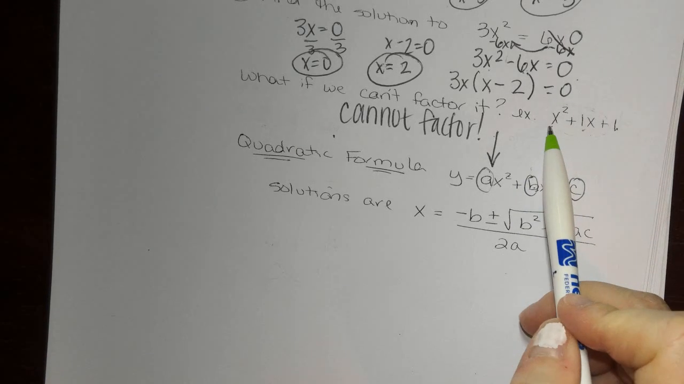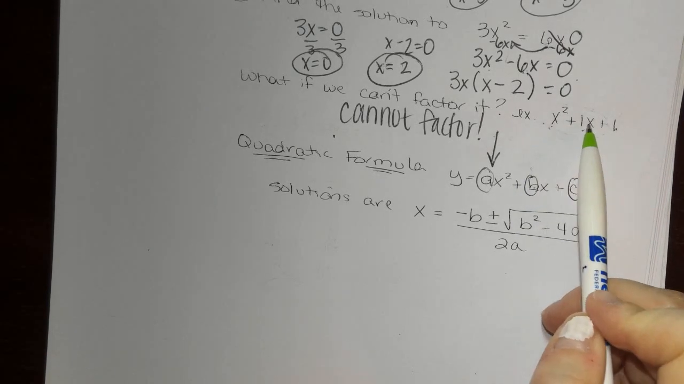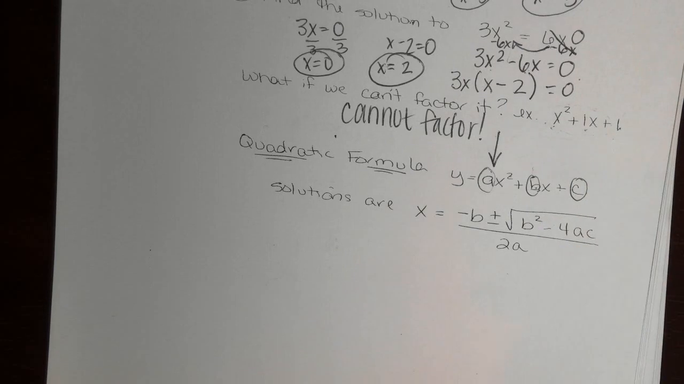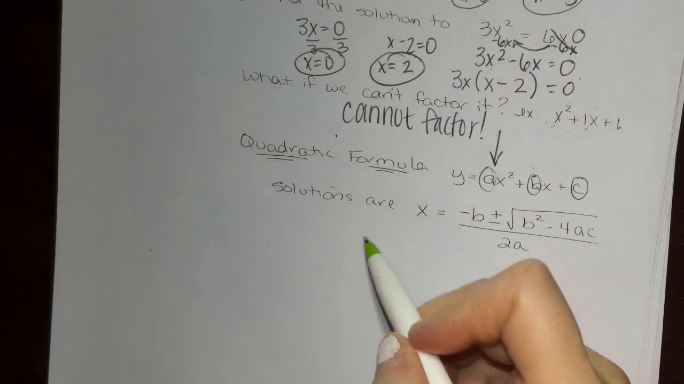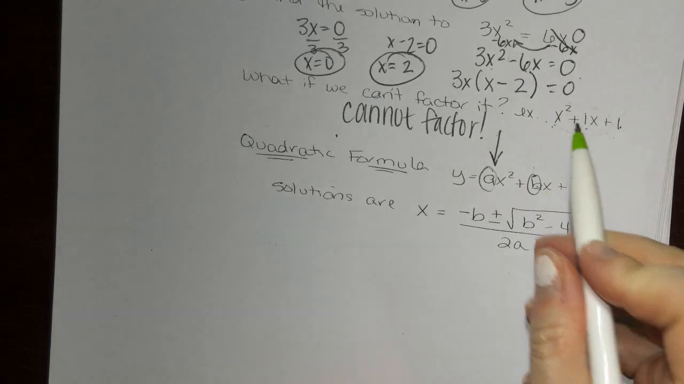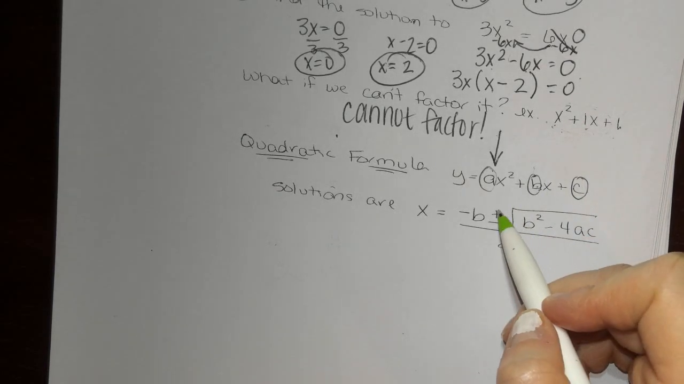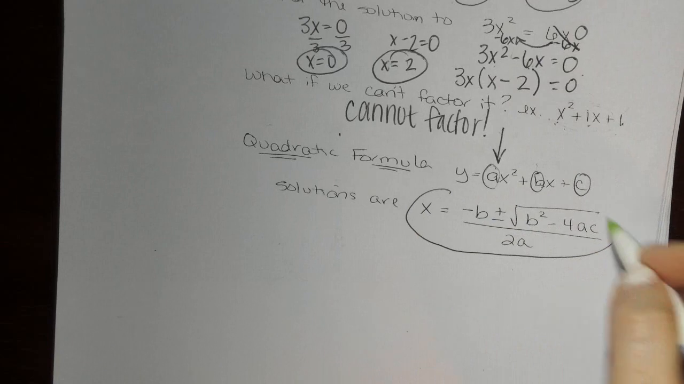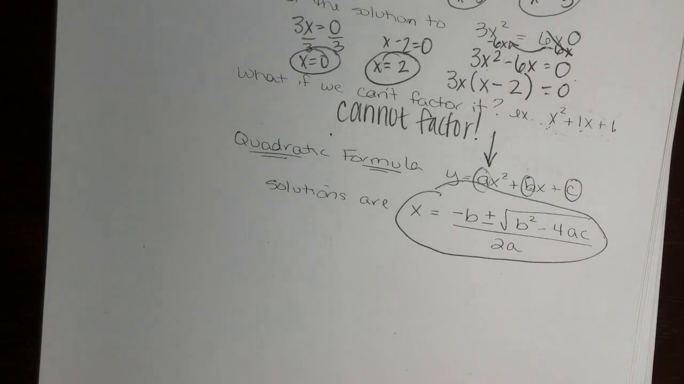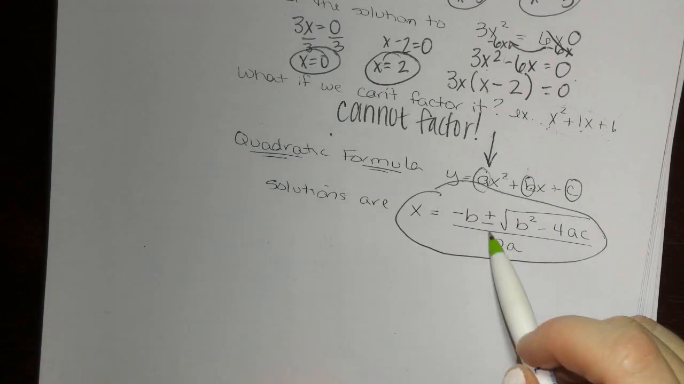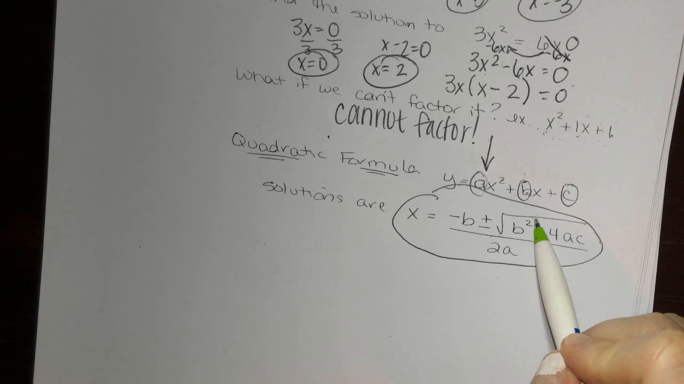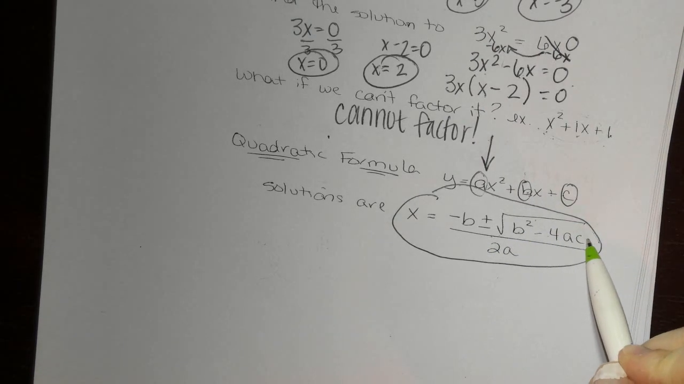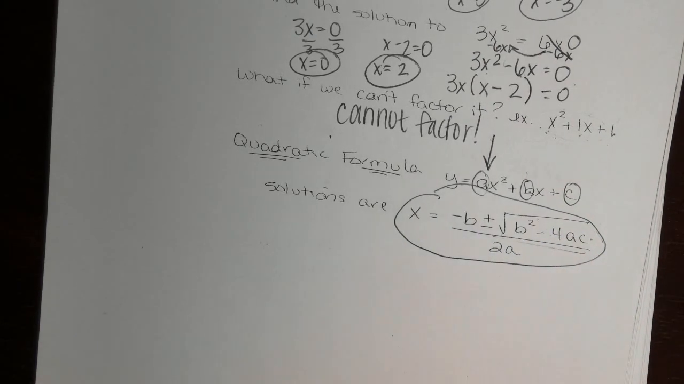Well, that is this pattern. This is an x squared and the x and a number. So if it's in that pattern, to get the solutions, if you can't factor it, use this formula. This formula right here: x equals negative b plus or minus the square root of b squared minus 4ac all over 2a.